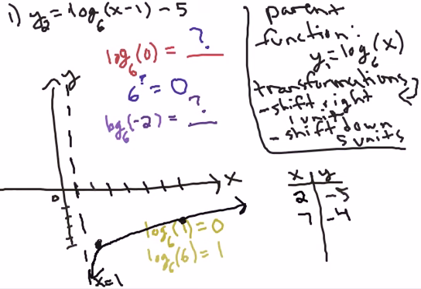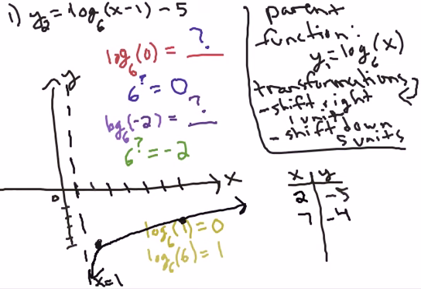Well, the question that you're really asking is 6 to what power equals negative 2? And if you think about this, we also have an issue here because I can't raise a positive number to some other exponent and get a negative number. That's impossible. So this would also be undefined, which is why this whole side of the graph is not included. Okay, so those are some of the basic features of this graph.